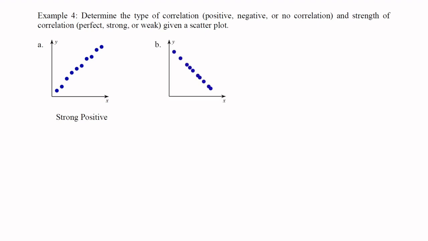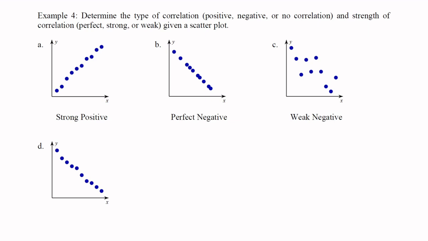For B, if we were to draw a line through all the points, it looks like we would hit every single point. So this is perfect negative. For C here, you can tell that it's overall decreasing, but the data is a bit spread out, so this would be weak negative.